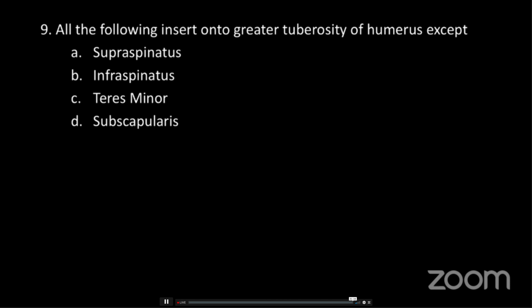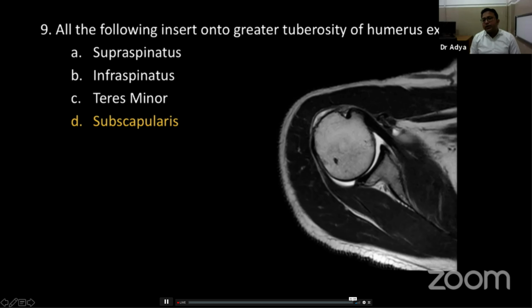So 88% of the attendees have answered D and 11% of the attendees have answered C. Very good. In fact, subscapularis is the correct answer. These are the 4 rotator cuff muscles: supraspinatus, infraspinatus, teres minor, and subscapularis. The 3 muscles insert onto the greater tuberosity of humerus, whereas the subscapularis arises anteriorly from the subscapular fossa and then goes towards the lesser tuberosity and inserts there. So the answer is subscapularis, which inserts onto the lesser tuberosity of humerus.